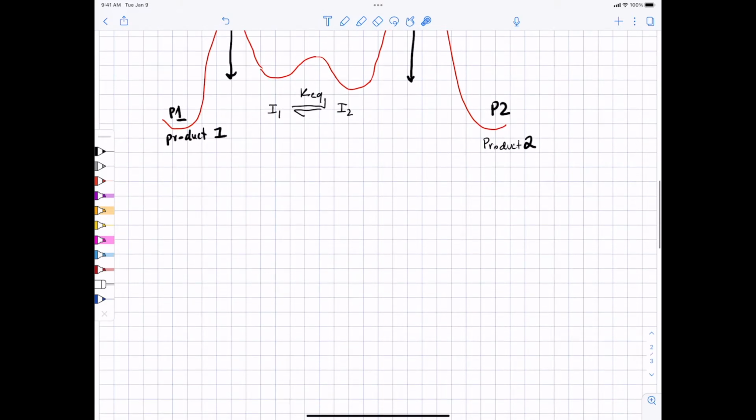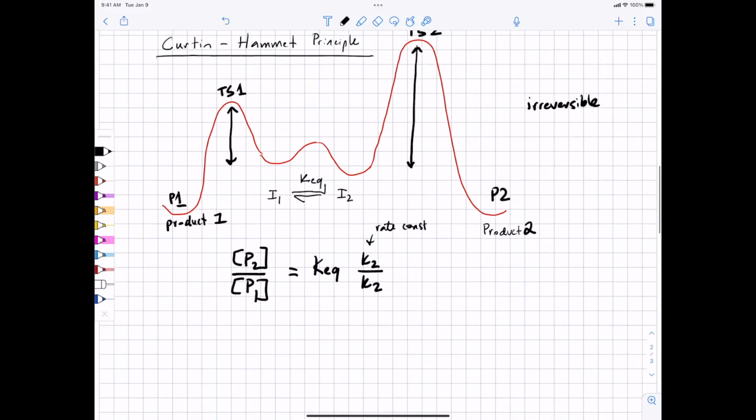So you can do some math and calculate the ratio of product 2 to product 1. And that's going to equal, the equilibrium constant is in there, but that's going to equal the rate constant for going over this hill, K2 times the concentration of intermediate 2 versus K1 times the concentration of intermediate 1.